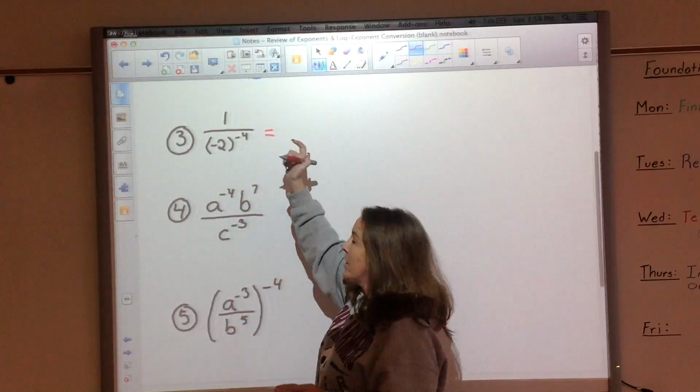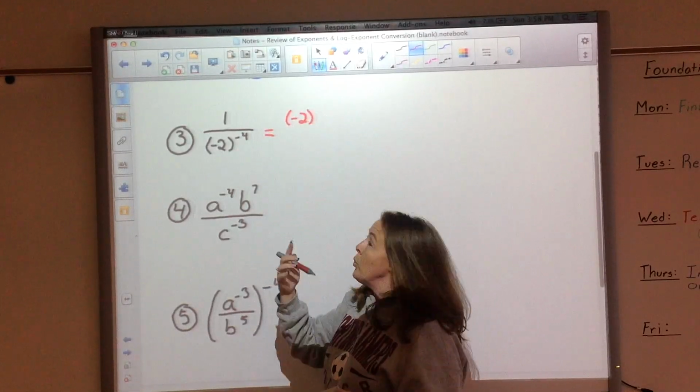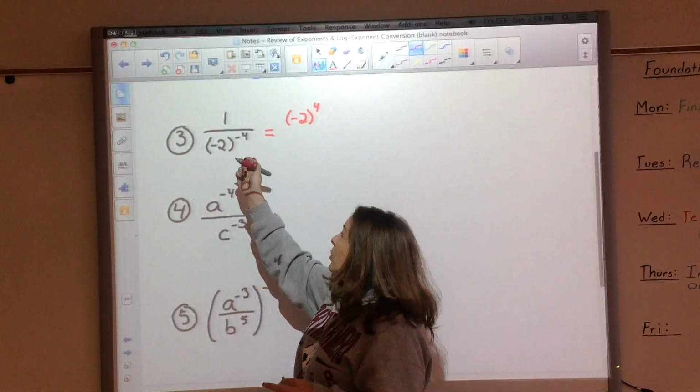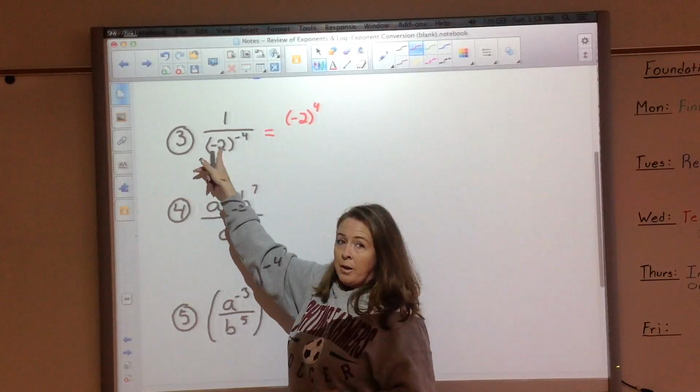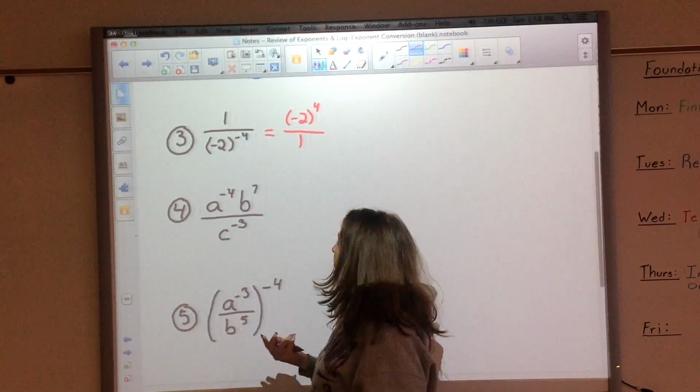That's it. Everything else stays the same. It still stays a base of negative 2. We still have an exponent of 4. It's just not negative anymore. Since there's nothing left on the bottom that didn't get moved, we always still have that understood 1 there.